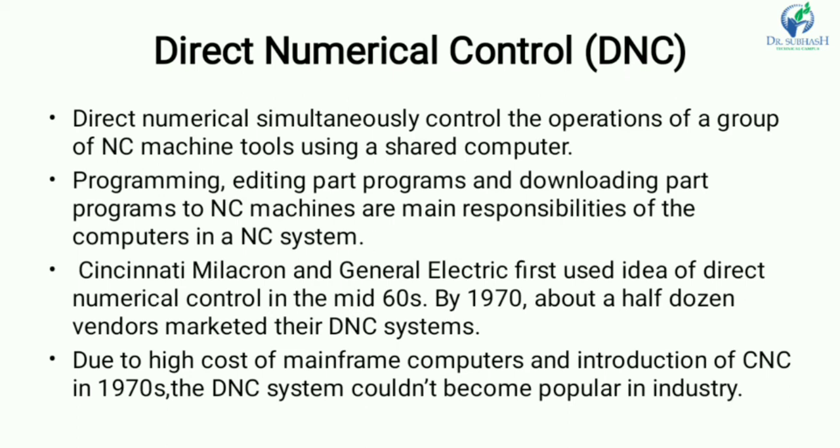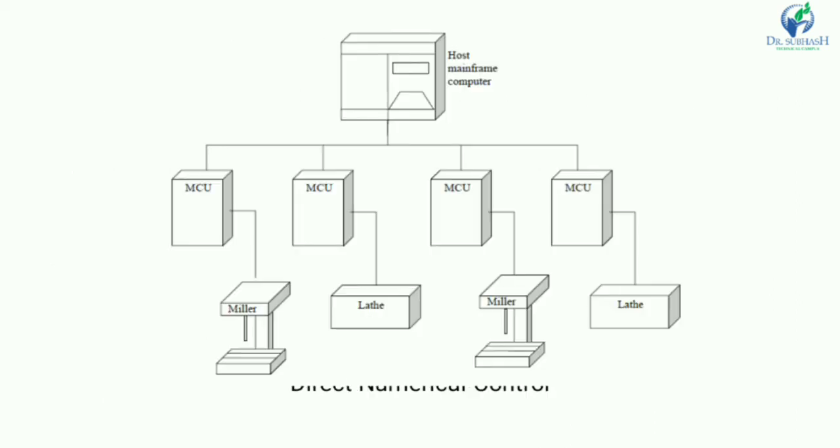Cincinnati Milacron and General Electric first used the idea of direct numerical control in the middle of the 1960s. By 1970, about half a dozen vendors marketed their DNC systems. But due to the high cost of mainframe computers and the introduction of CNC in 1970, the DNC system couldn't become popular in industries.